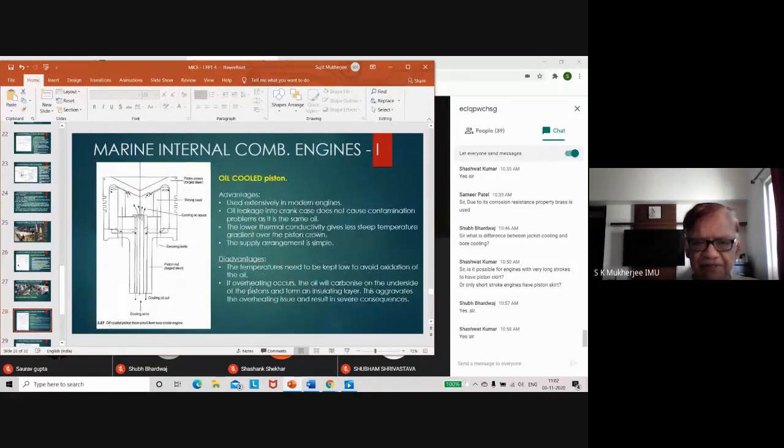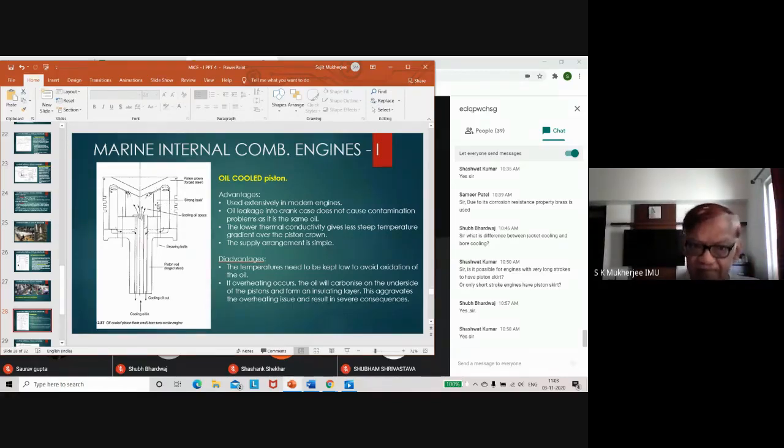The temperature needs to be kept low to avoid oxidation of the oil. Now, suppose you have an overheated piston and this oil goes and contacts that overheated surface. What is going to happen? That oil is going to start burning or partial burning, or even if it is excessive, it will start carbonizing. And this carbonizing effect will be a deposit of carbon on the internal walls. And this deposit will act as an insulator. And if it is an insulator, then there will be no more heat extraction.